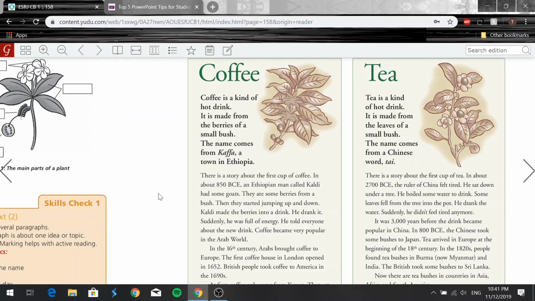In about 2700 BCE, the ruler of China felt tired. He sat down under a tree. He boiled some water to drink. Some leaves fell from the tree into the pot. He drank the water. Suddenly, he didn't feel tired anymore.